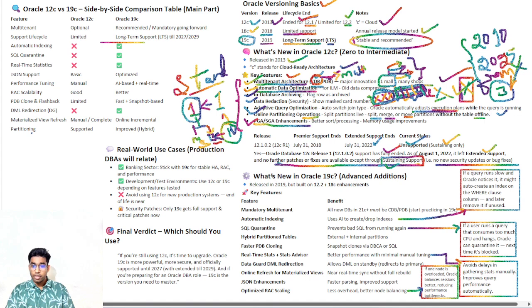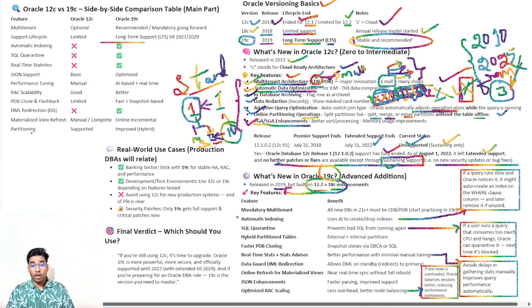Now let us discuss Oracle 19c. What is new in Oracle 19c? Oracle 19c was released in 2019, and it is enhanced on the basis of the 12.2 version and 18c. Both are combined here and enhanced. Let us see what different features we have in the 19c version.